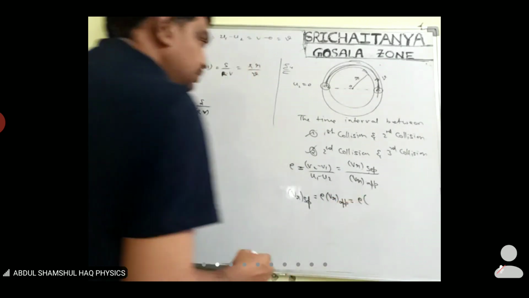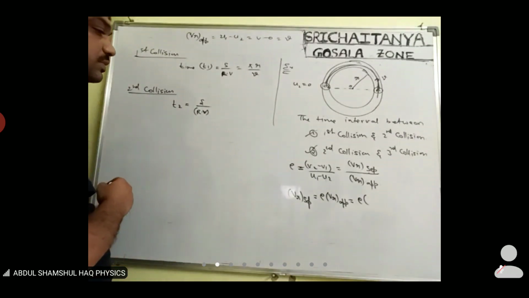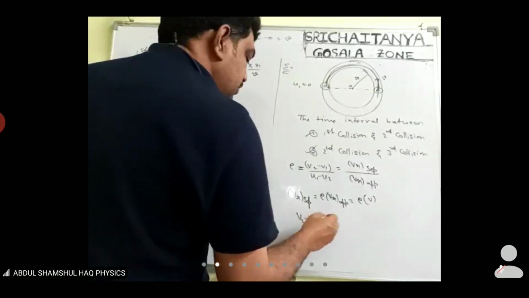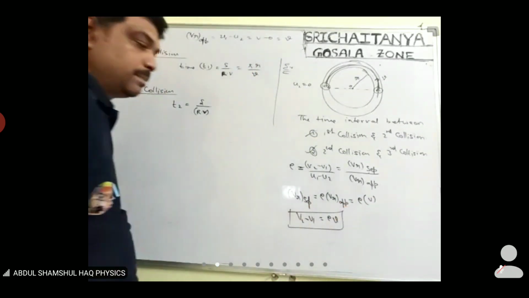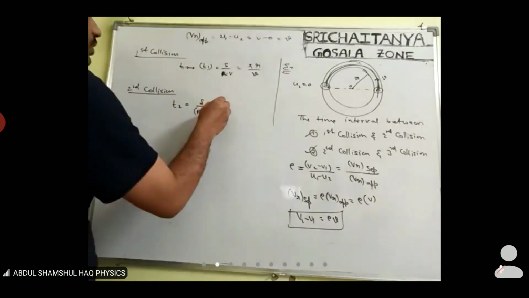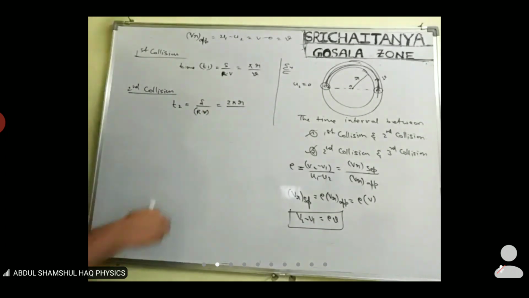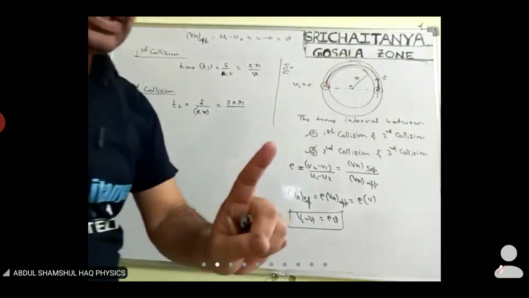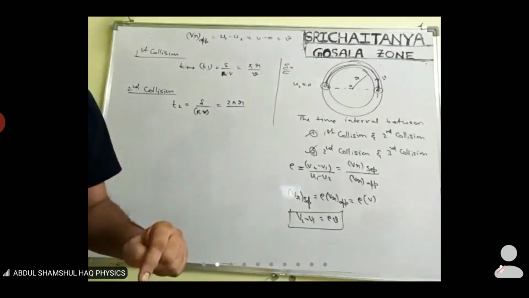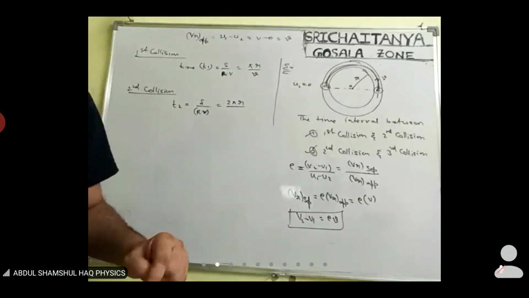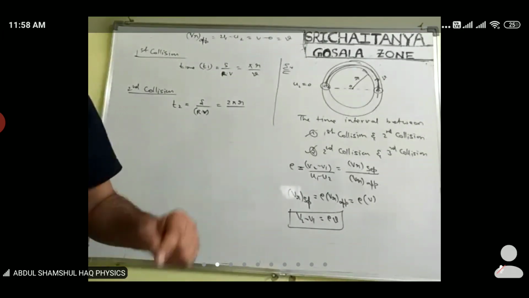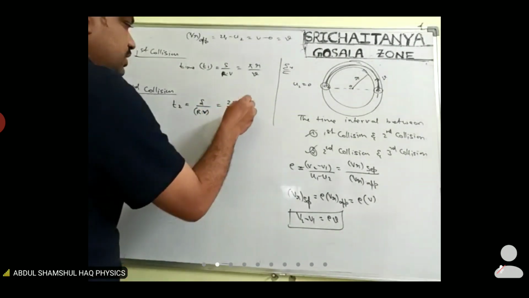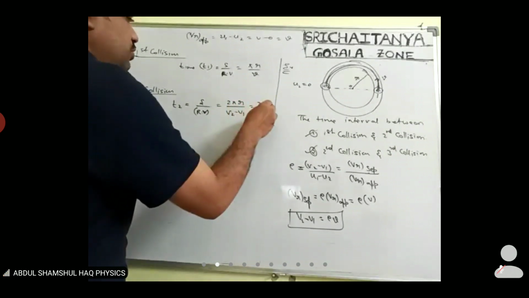That is equal to e into what is the approach velocity here? v. So therefore, we can say v2 minus v1 is equal to e v. So this is 2 pi r for the circumference. Students, for the second collision to occur, it again has to travel one circular path. For the second collision to take place, it has to travel 2 pi r, and that is 2 pi r divided by e into velocity.